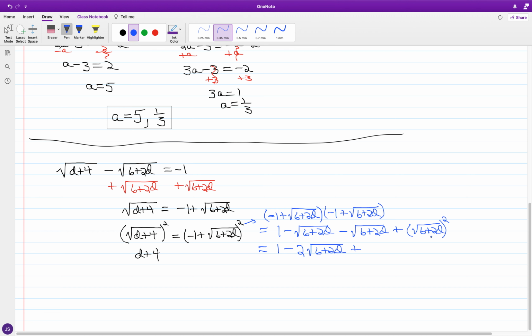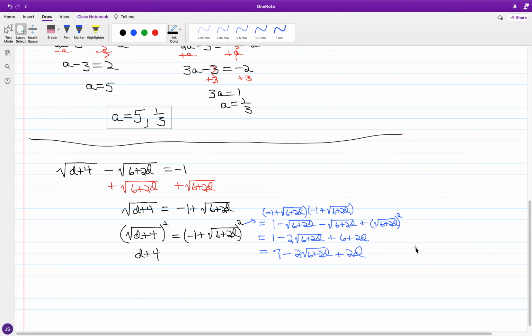And for the square root of 6 plus 2d squared, that's just going to free up 6 and 2d. And just combining, we have 1 plus 6 is 7. And we have minus 2 times the square root of 6 plus 2d, followed by the addition of 2d. Okay, and so just situating what I have over on the right hand side of the equation.